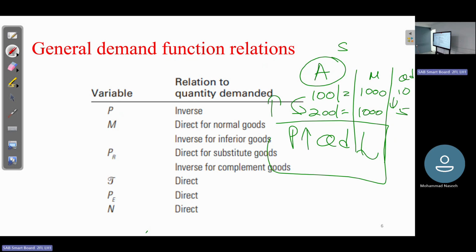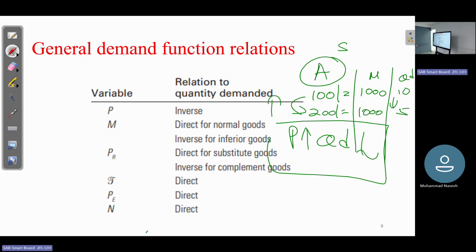Let's take the price of related product. There can be a positive relationship as well as a negative relationship, both can exist. This is a demand determinant which has a variable relationship. When the price of related product increases, quantity demanded may decrease, or demand may increase. So based on this relationship, we can identify what is the nature of the product, whether the two products are substitutes or complementary.